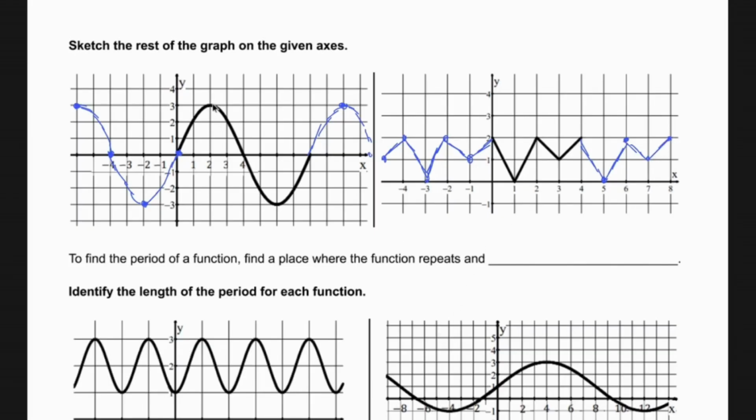Total amplitude for this was 3 because it's half the total height. So it bottoms out at -3, peaks out at 3. That's a height of 6. Half of that is 3. And this has an amplitude of 1, period of 4.